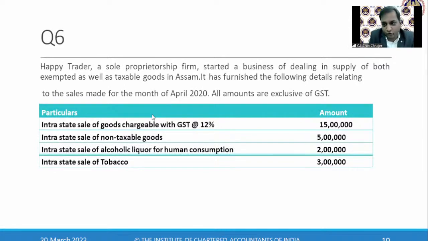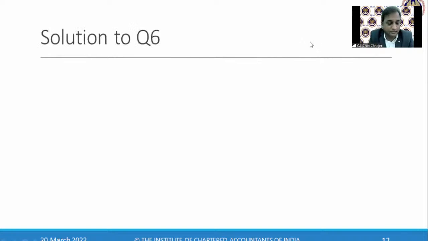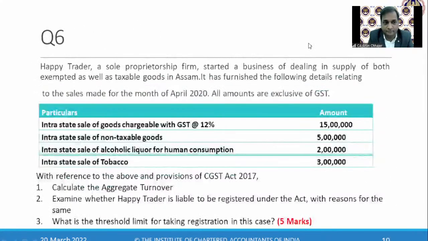Give me the answer for question number 6. A sole proprietor started the business in supply with both exempted as well as taxable in Assam. He has furnished the following details relating to the sales made for the month of April. So need to calculate the aggregate turnover. Please calculate the aggregate turnover in this case.